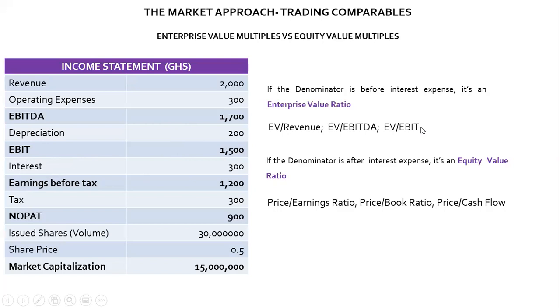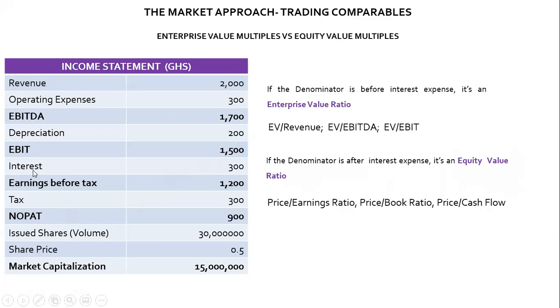All of these are occurring before interest expenses. That's why they are called enterprise value. Have it in mind that with enterprise value, the value is accruing to both shareholders and debt providers. Now let's come to equity value ratio.